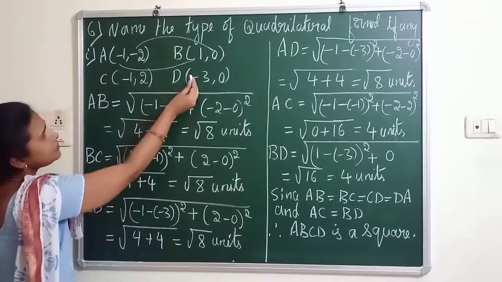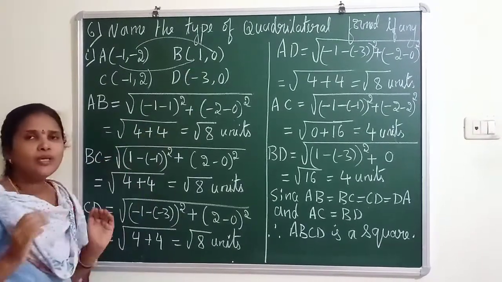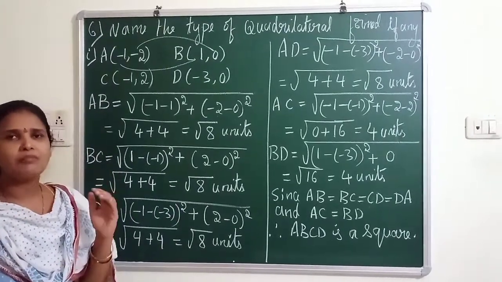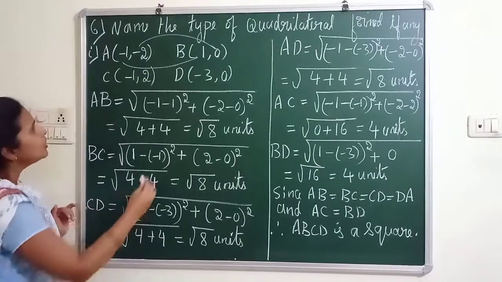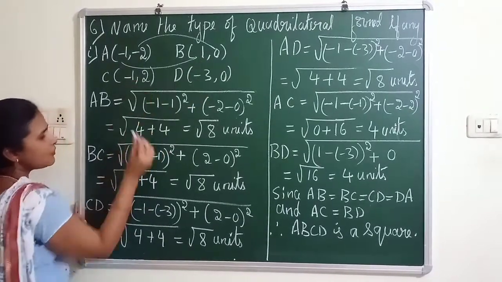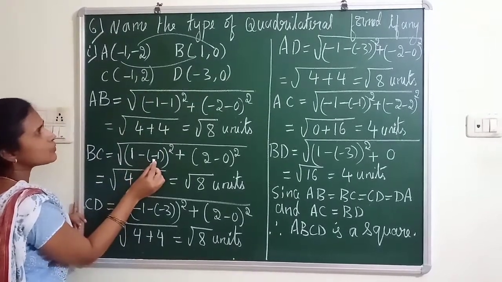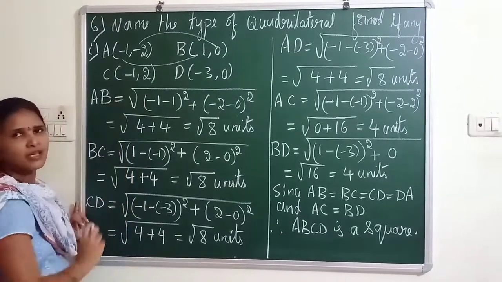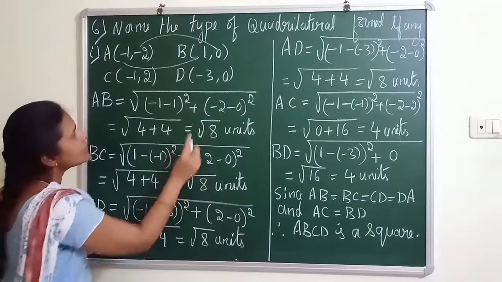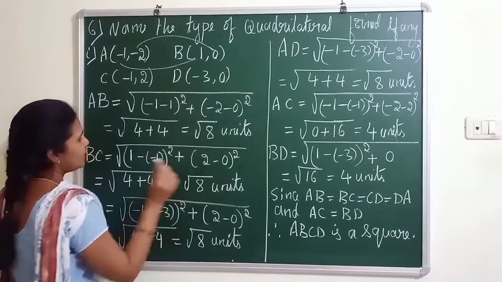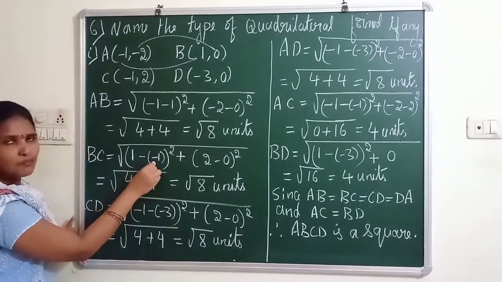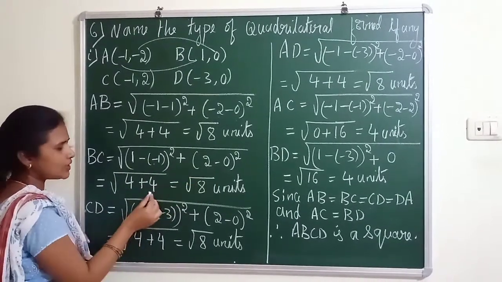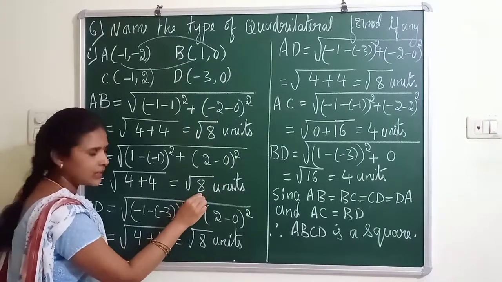Next BC. So observe here. I am doing everything orally. I didn't even write the distance formula here. Just keep the formula in mind and try to do it. So BC: 1 minus of -1. Why double minus? One minus is from the formula and the other minus is from the ordered pair. Whole square plus (2 - 0) whole square. Minus into minus is plus, so 1 plus 1 is 2, square is 4, and here 2 square is 4. √(4 + 4) is √8 units.